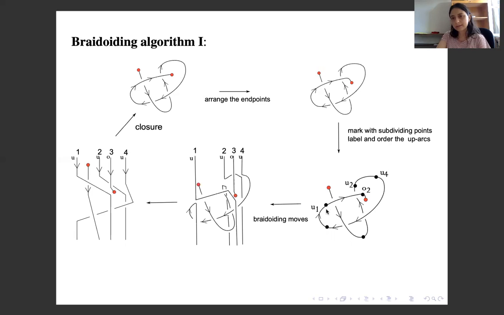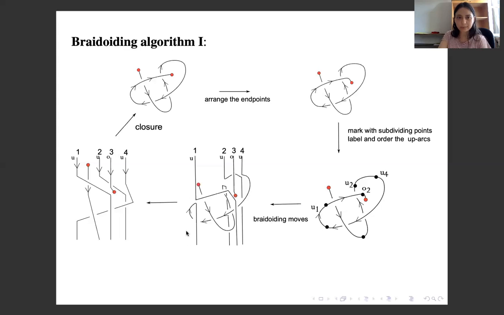And according to the crossing type they contain, for example, here is the up arc containing just under crossings, so it is labeled by O, and here is a free up arc. We are free to label it with O or U. So we apply the braidoiding moves according to the given order. It wouldn't matter in which order we eliminate the up arcs if we assume the second triangle condition on this diagram. We wouldn't meet any problem if we assume it.